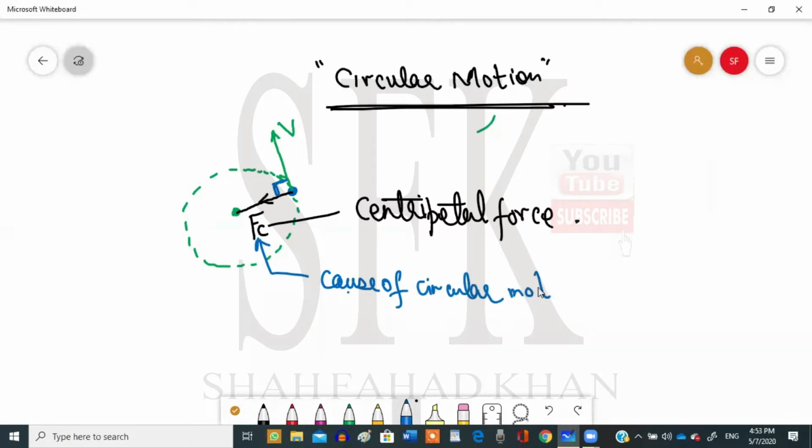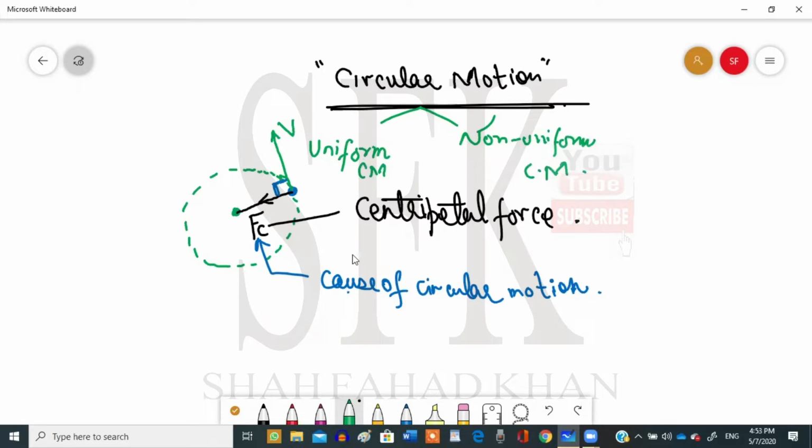Right guys, so it's clear what circular motion really is. It is nothing but the motion of an object moving over a circular path, and the cause is the centripetal force. There are two types of circular motion, uniform and non-uniform circular motion. What is a uniform circular motion? Uniform circular motion is that circular motion in which the velocity's magnitude, or I should rather say the speed of the object, is constant, is uniform.